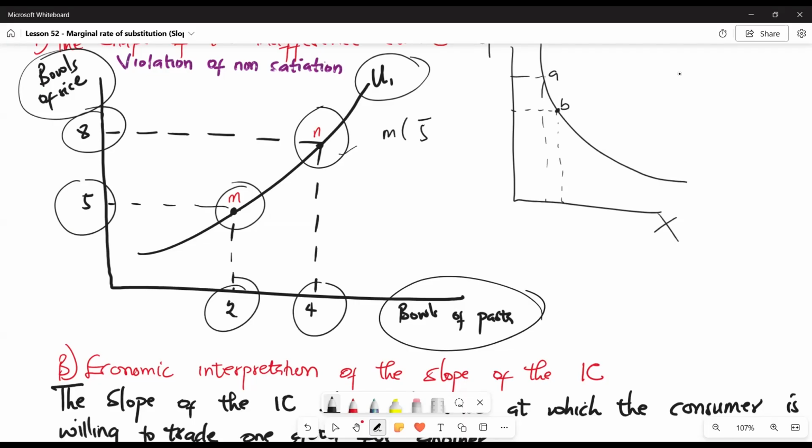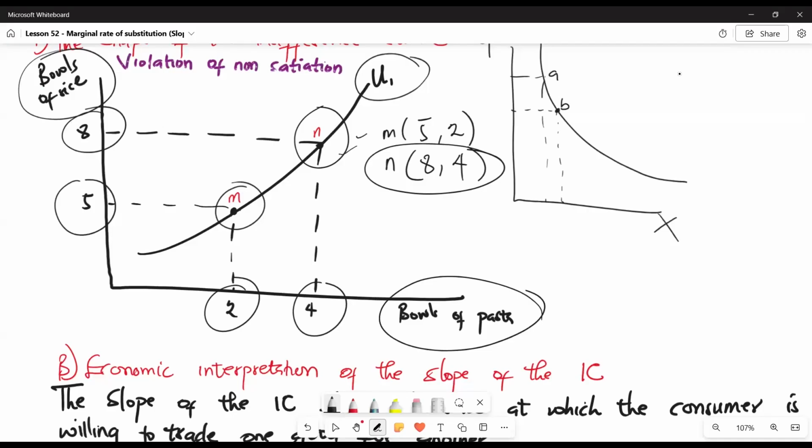because bundle M has 5 bowls of rice and 2 bowls of pasta, and bundle N has 8 bowls of rice and 4 bowls of pasta. So automatically you can see that bundle N has more of both goods. According to the non-satiation assumption, which is that more is always better, bundle N should give the consumer a higher level of satisfaction as compared to bundle M. So the two bundles should not be on the same indifference curve.